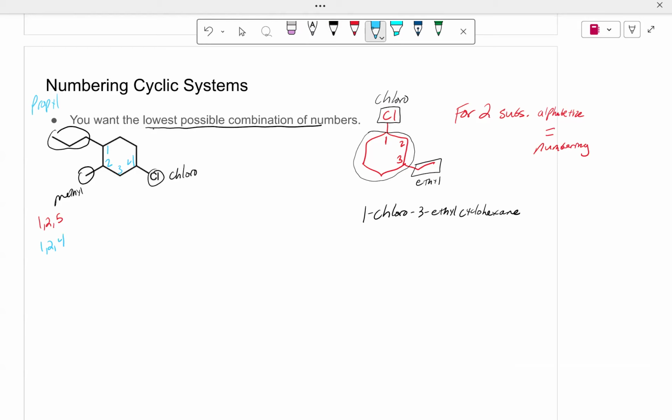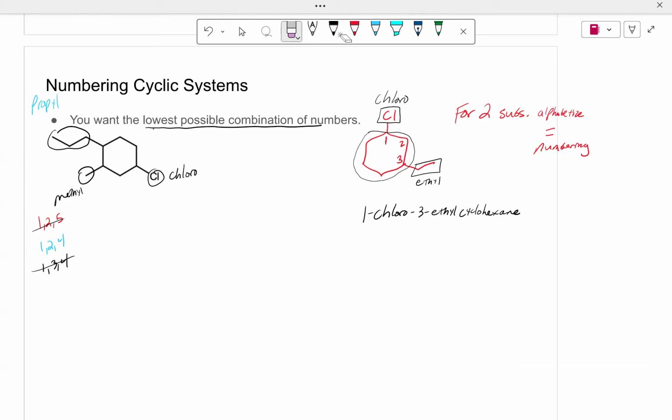All right, well, what if I did one more here? If I start with the chloro, 1, 2, 3, and 4. Well, 1, 3, and 4 is not as good as 1, 2, and 4. So that's the numbering system I'm going to use.